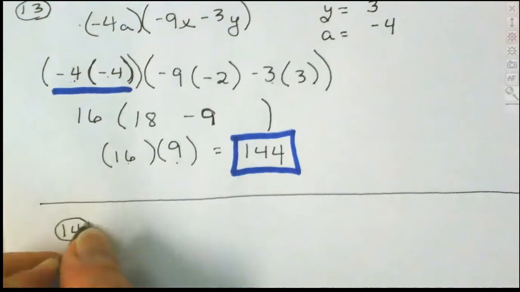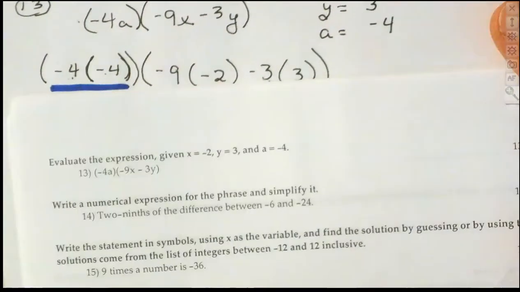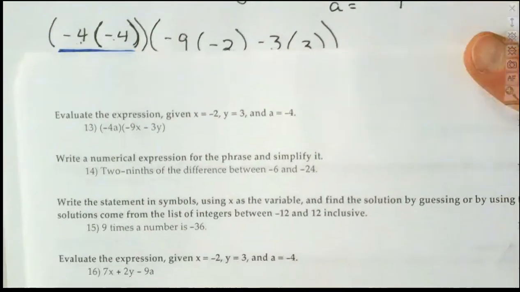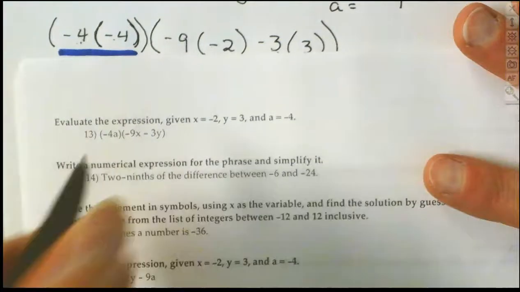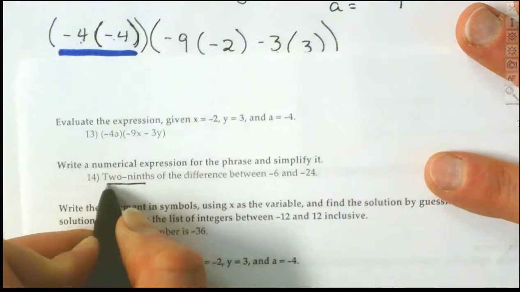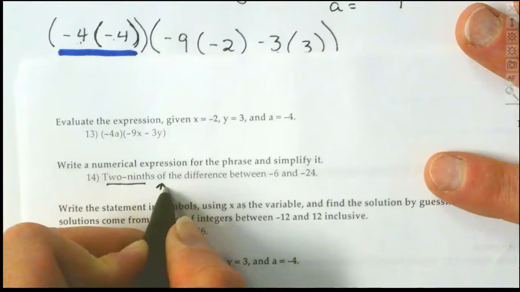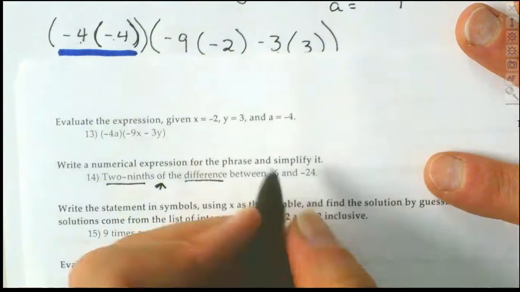Question 14. Two-ninths of the difference between minus 6 and minus 24. So let's first focus on what we've got. 2/9, and then we've got the "of." So that means multiplication. And then we've got a difference between these two numbers.